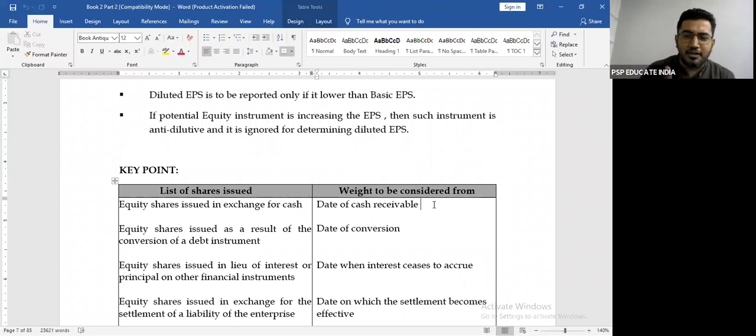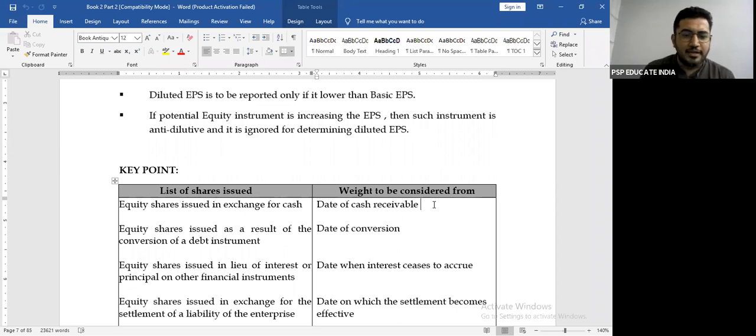I would like to draw your attention to one question that we did in the previous lecture, where 5 rupees were called today and remaining 5 were called in the month of September. So we did not take the entire 10 rupees at one go. We took it as and when cash became receivable to us. So that is how this will be calculated. Weight will be taken from the date when cash becomes receivable.